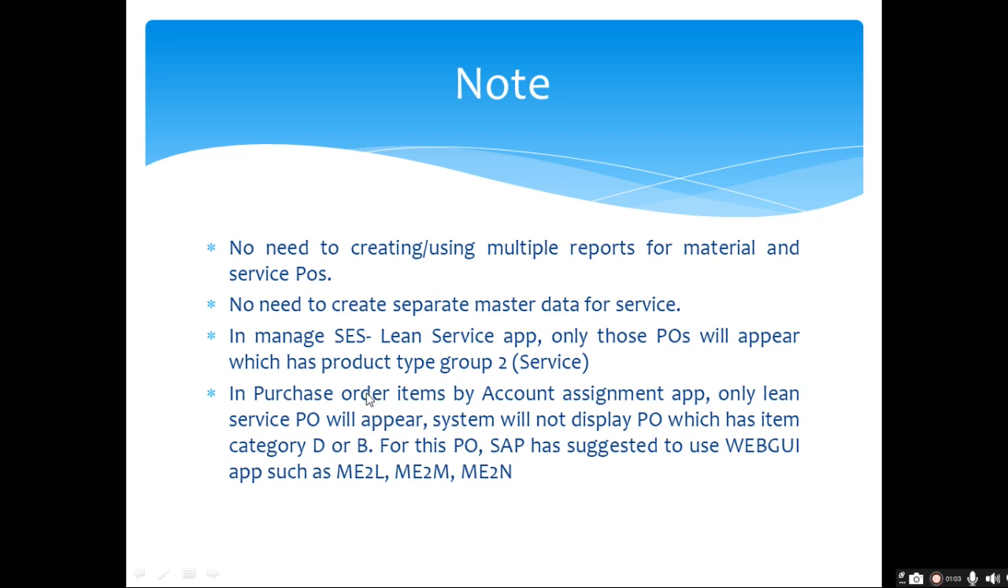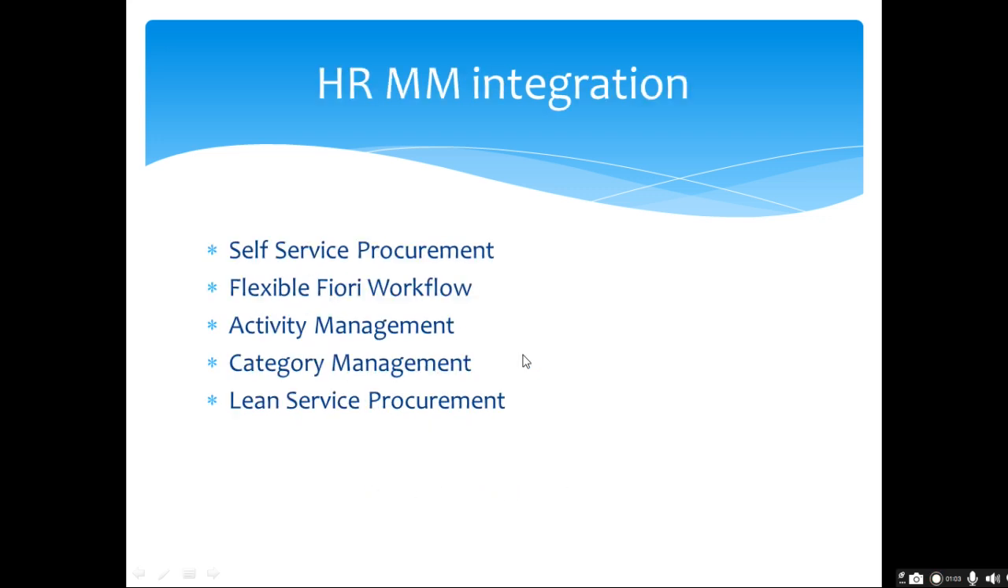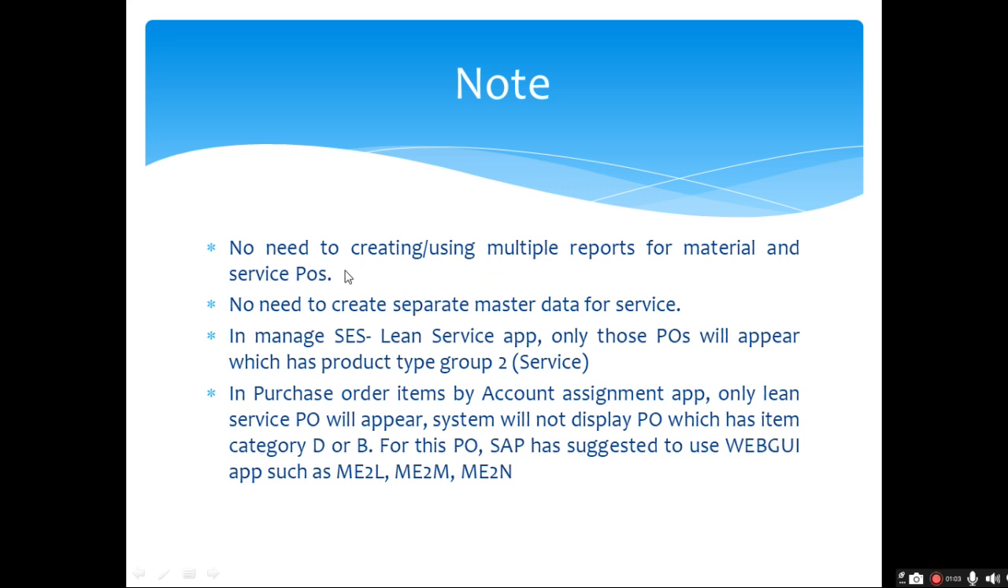Then we also saw in the Purchase Order Items by Account Assignment app, lean service POs will be available, but the service POs which have item category D or B will not be displayed. If you want to refer to those POs, if you want to extract details for those POs, then SAP has suggested using the web GUI applications ME2L, ME2M or ME2N. So this is about lean service procurement and classic service procurement.